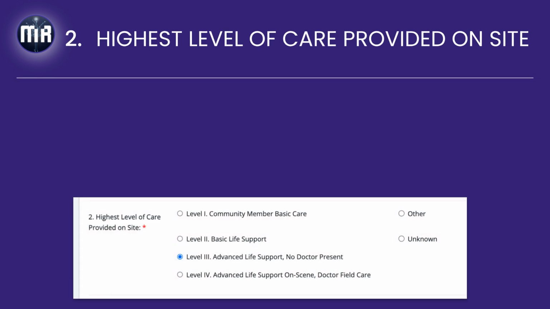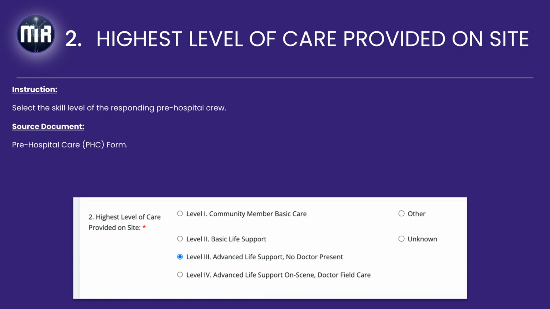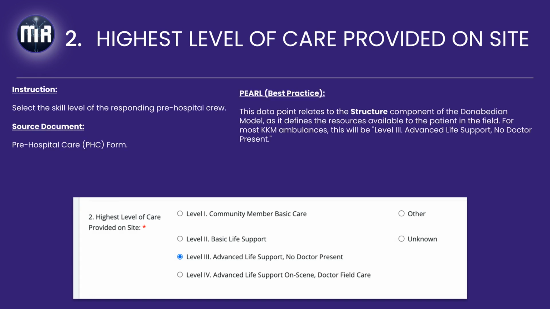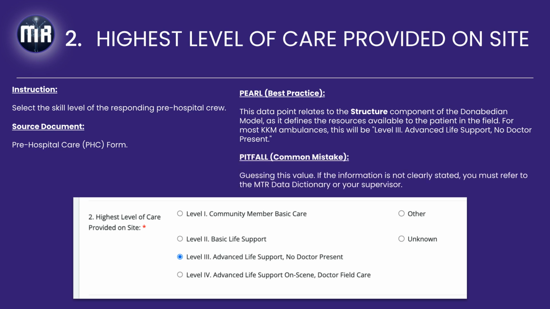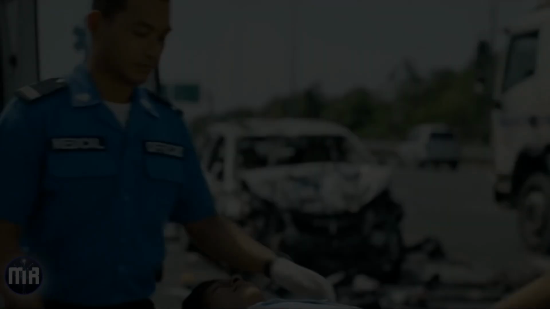For field number 2, highest level of care provided on site, you will select the skill level of the responding crew from the PHC form. The pearl here is that this data point relates directly to the structure component of the Donabedian model, as it defines the resources available to the patient in the field. For most Ministry of Health ambulances, this will be Level 3, Advanced Life Support, no doctor present. The pitfall to avoid is guessing this value. If the information is not clearly stated, you must refer to the MTR Data Dictionary or consult your supervisor.